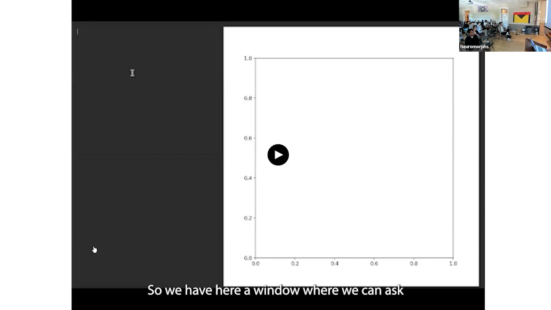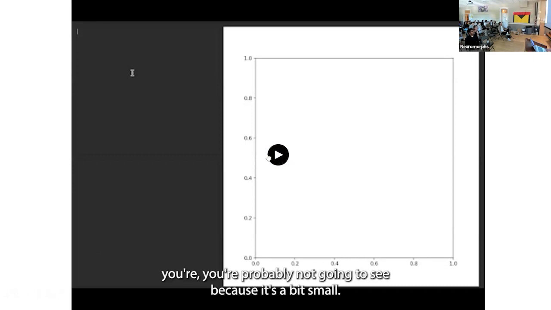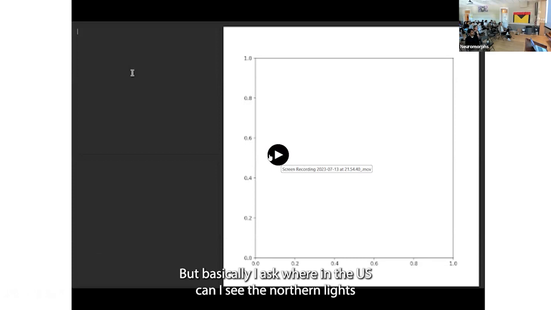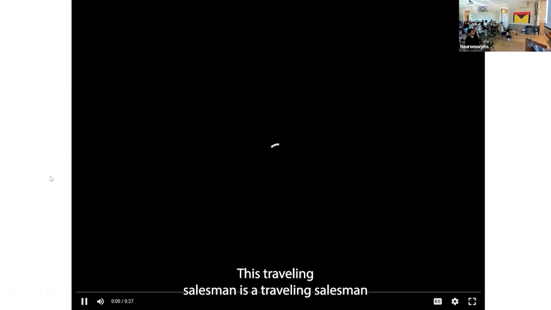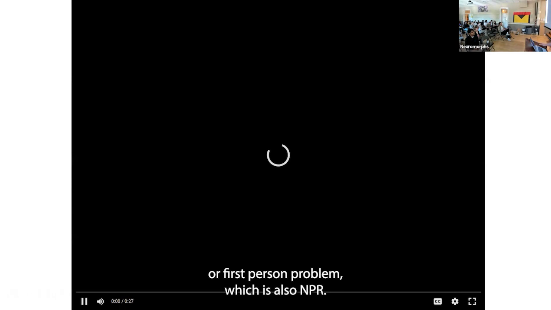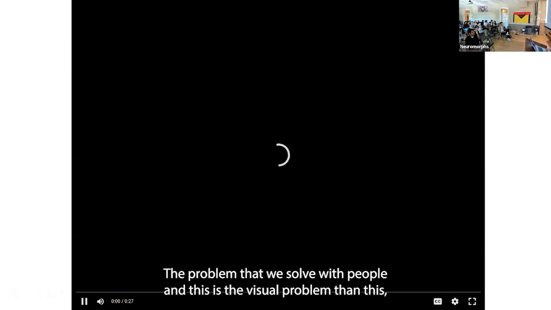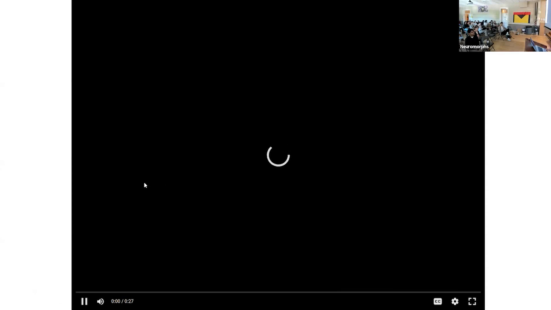We have here a window where we can ask a ChatGPT query. You're probably not going to see it because it's a bit small, but basically I ask, where in the US can I see the Northern Lights, and what's the best path between those locations? Let's see if this runs. Is this the traveling salesman problem? It's the traveling salesman or salesperson problem, which is also an NP problem that we solved with QUBO. And if the video doesn't run, then it's sad.